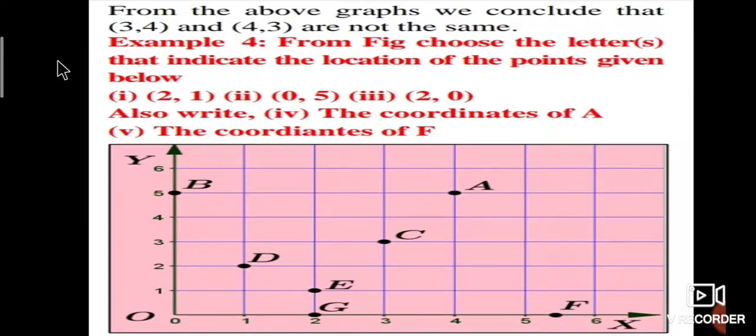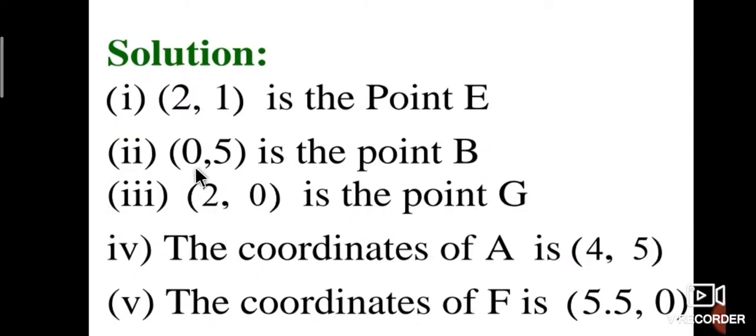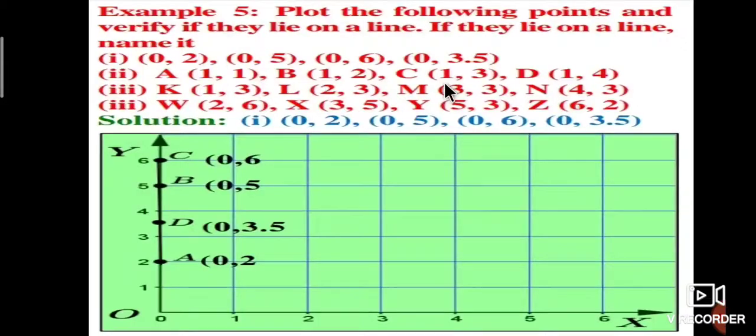Here you observe that one. O, A, B, C, D, E, G, F, like that. Okay, the answers are like that. 2 comma 1 is the point E. 0 comma 5 is the point B. 2 comma 0 is the point G. The coordinates of A is 4 comma 5. The coordinates of F is 5.5 comma 0.